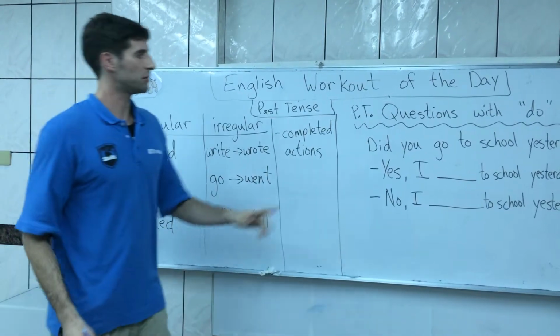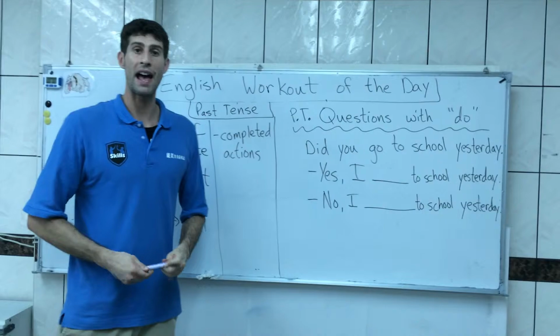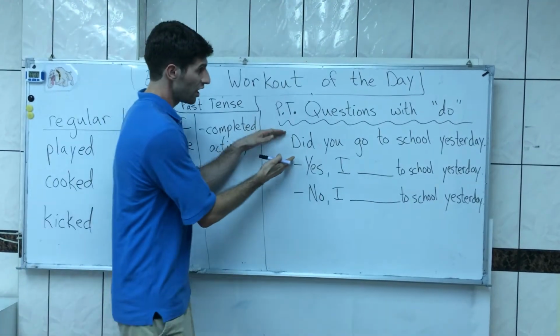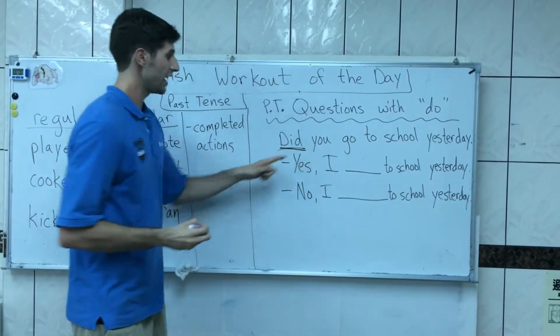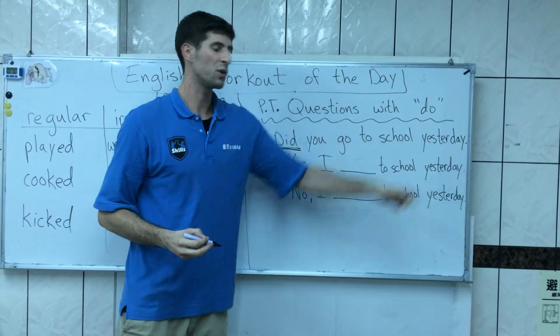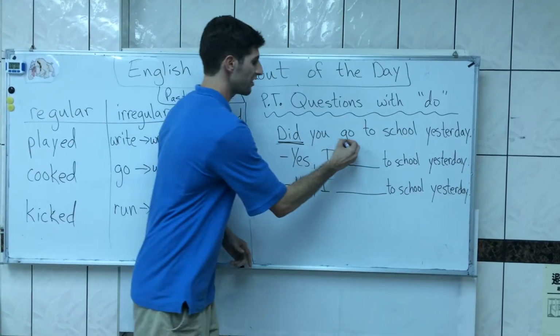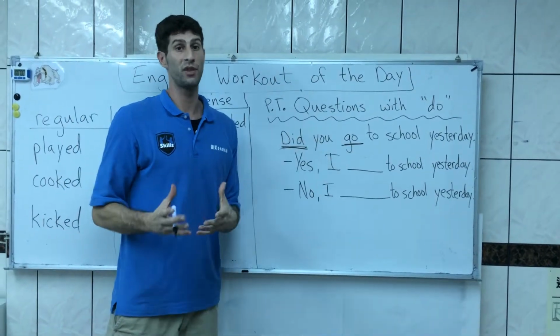Now, one problem a lot of students usually have is how to make questions in the past tense using the verb do. Okay. So the verb do in the past tense is going to change to did. Okay. Did you go to school yesterday? All right. Now this is where the problem comes in because the verb here is go, which isn't past tense, so a lot of students confuse it.